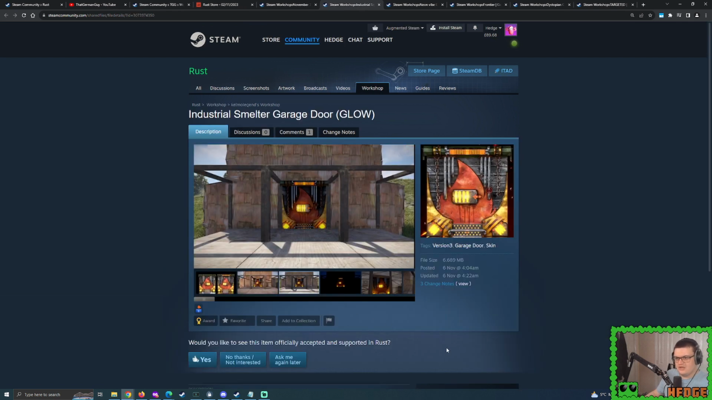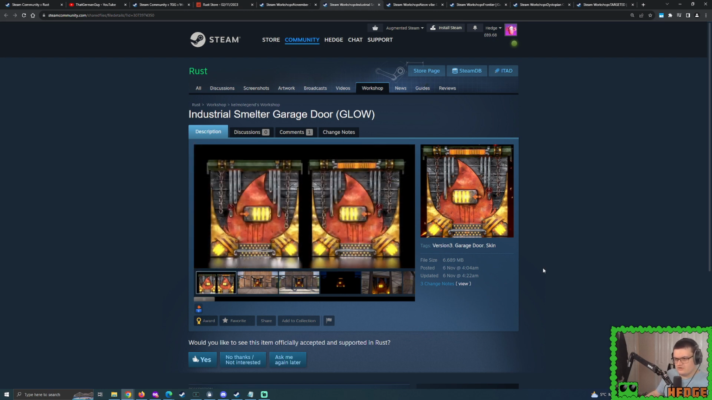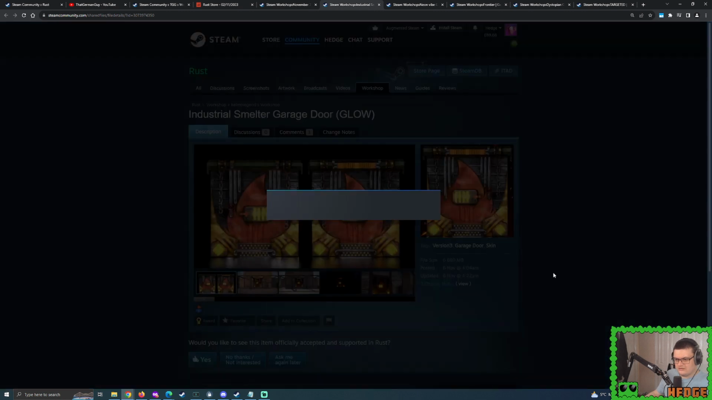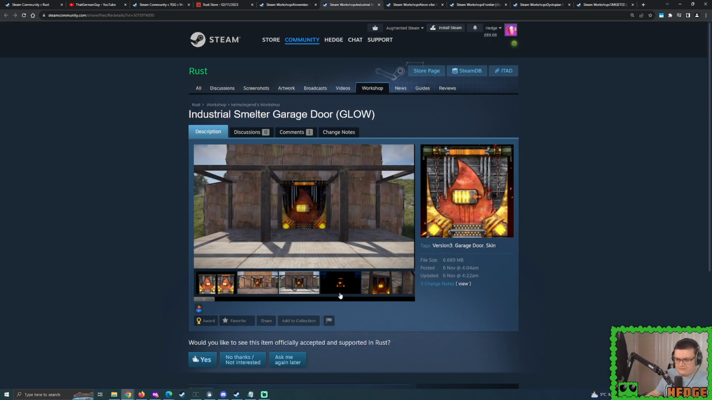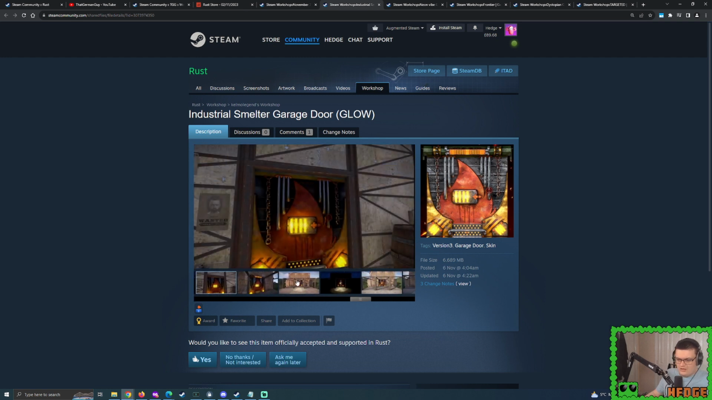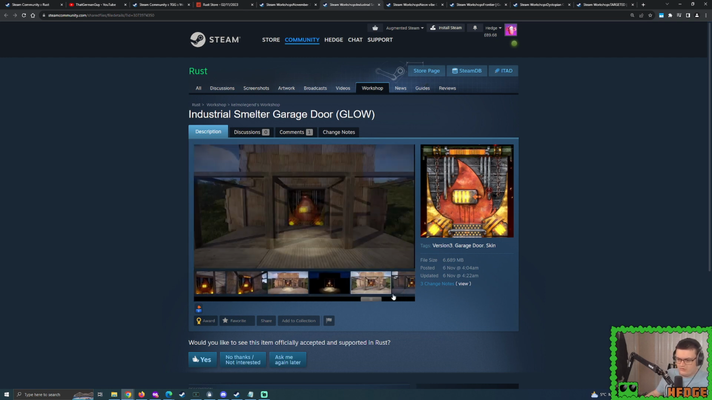Let's now move on. Here we have the industrial smelter. Sorry, my tongue got a little bit stuck there. The industrial smelter garage door. Get a good look at this. When I look at it, I keep thinking there's a person there, like Pyro from TF2 or something. It's like he's wearing a silly hat for Halloween or something. I don't know. I've got strange brain rot. I need help.